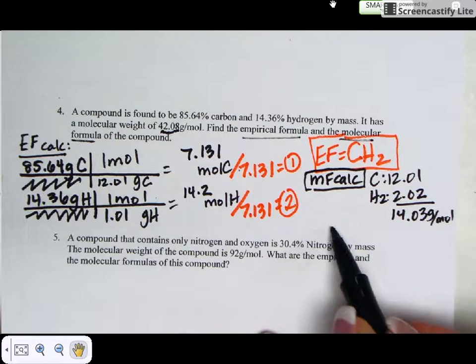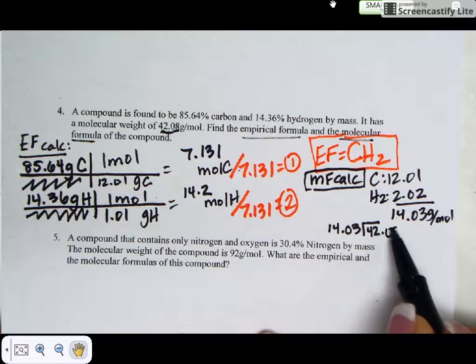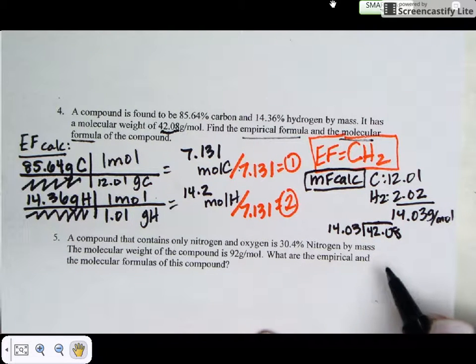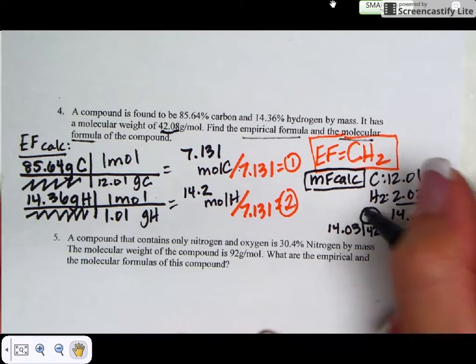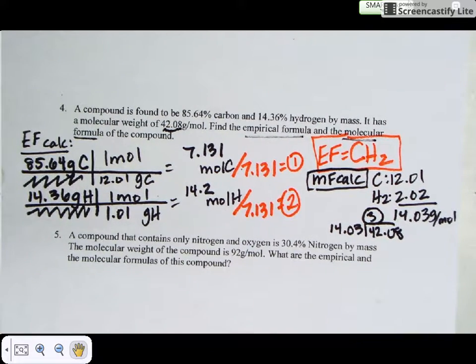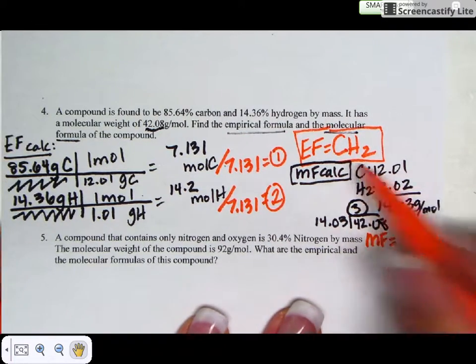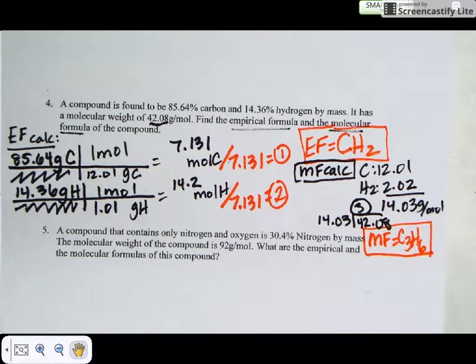So we're going to say 14.03 into 42.08. And when you divide that into there, you're going to see that it's going to go exactly 3 times. So that means that our molecular formula is 3 times larger than the empirical formula. So we would say that the molecular formula is 3 times the CH2. So C3H6 will be your molecular formula. All right.